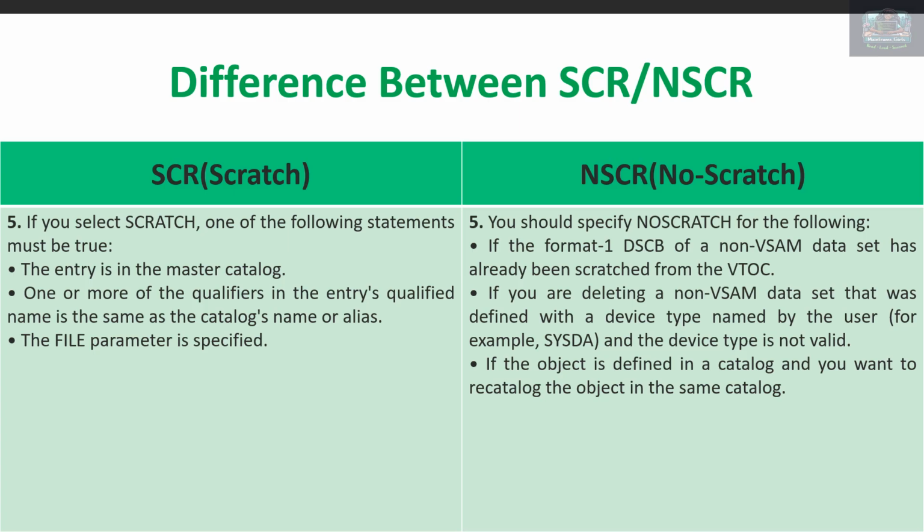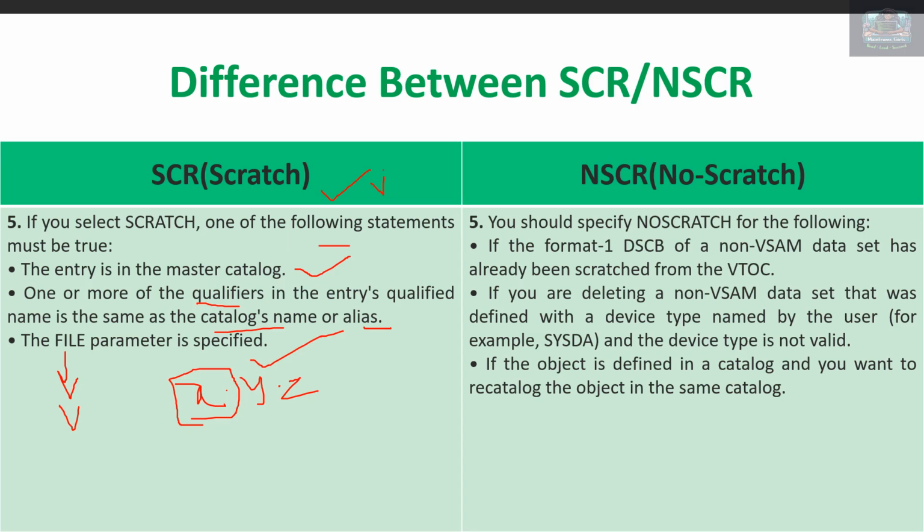So what circumstances should be there to give a scratch and no scratch? For a scratch, first, the entry should be in the master catalog. Suppose your data set name is x.y.z. The high level qualifier should be an alias or a catalog's name, meaning it should be the name of some catalog or mapped to a catalog. The catalog information should be there, and a file parameter is specified. What do you do in a file parameter? You specify a volume. And what are you doing in a scratch? You are deleting the VTOC and VVDS information.